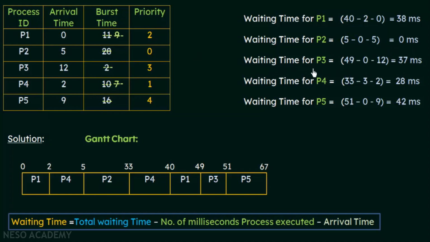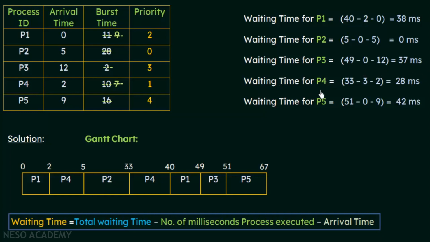And what about P3? Let's see the total waiting time of P3. The last occurrence of P3 is over here, and the total waiting time is 49 milliseconds. And did P3 execute any time before? No. So the number of milliseconds the process executed earlier was 0. And then the arrival time of P3. For that we see this table and see it is 12. So 49 minus 0 minus 12 is 37 milliseconds.